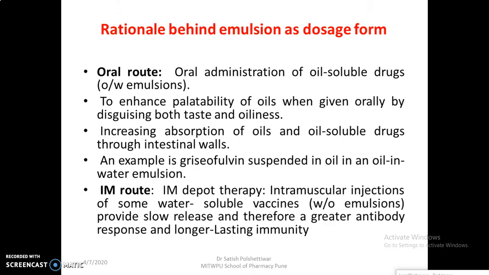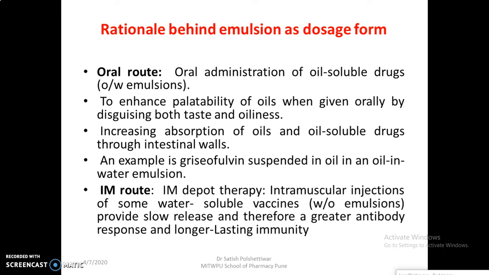What is the rationale behind emulsion? Why do we make emulsion? For oral administration of oil soluble drugs, those drugs which are not soluble in water, we make an oil in water emulsion to enhance the palatability of the oils, because we cannot take oil as such. If you want to take castor oil, castor oil is not palatable, nor is arachis oil. If you want to give that oil by oral administration, it has to be given by this route, where it improves the palatability of the oils.